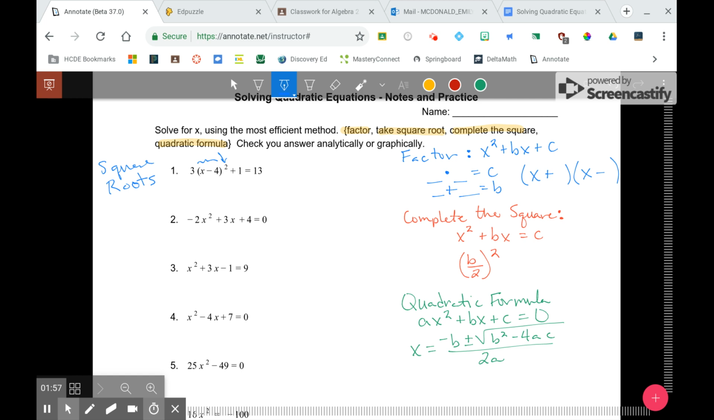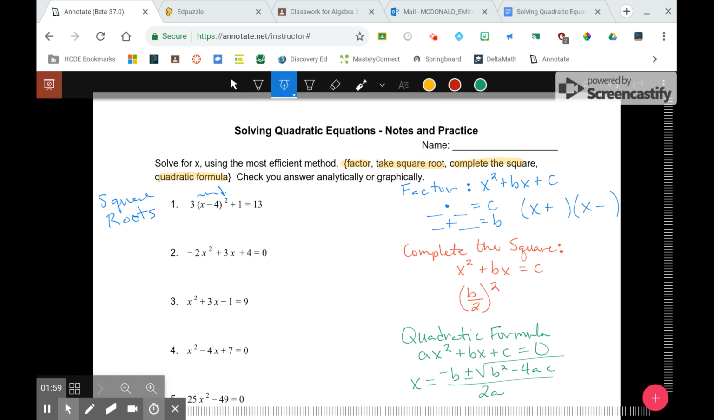So think of this as the same thing as if we'd had 3x plus 1 equals 13, but instead of x, we have this x minus 4. So the steps to solving for x here would be the same as if we were solving for x down here. First thing we need to do is move over the constant. So we'd subtract 1 on both sides. So we have 3 times the quantity x minus 4 squared, but now we had minus 1, so that's 12. 13 minus 1 is 12.